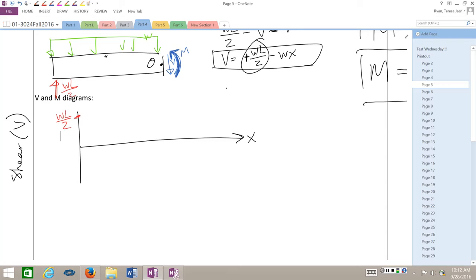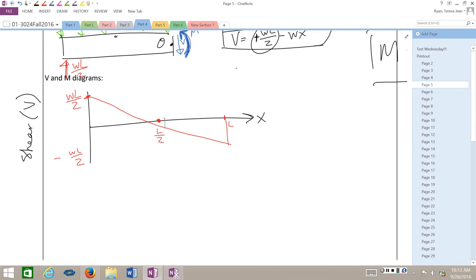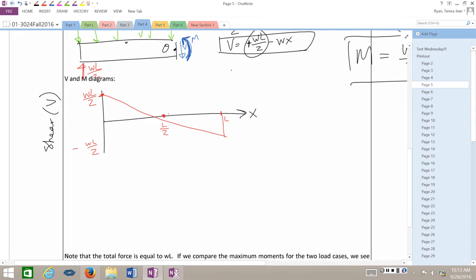So where is it going to be at x equals L? It will be at minus WL over 2. It's symmetric. It passes through 0 at L over 2, if I could draw appropriately. So at x equals L, it's got a discontinuity equal to the other right reaction force. It passes through 0 at L over 2. And its slope is minus W. All right.